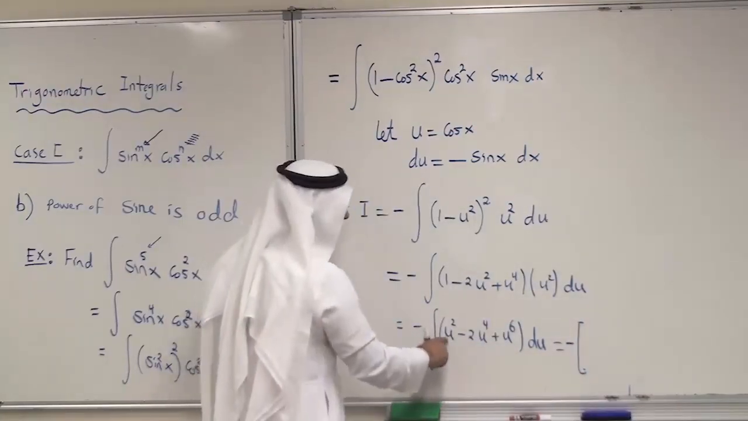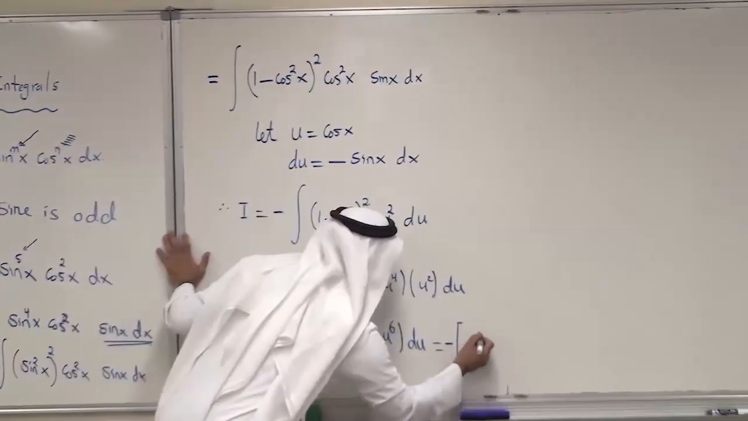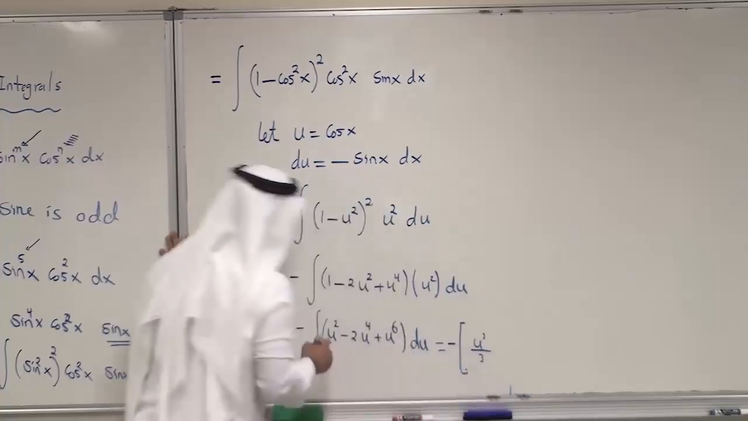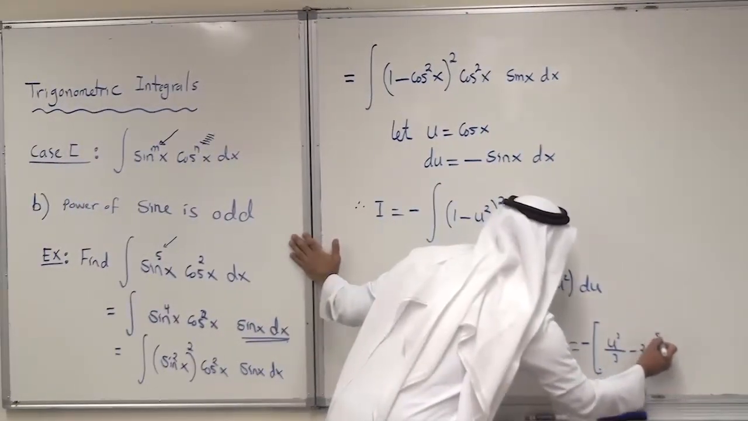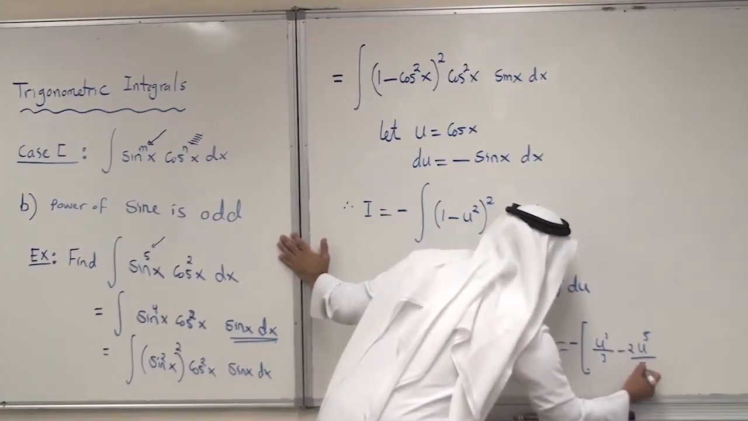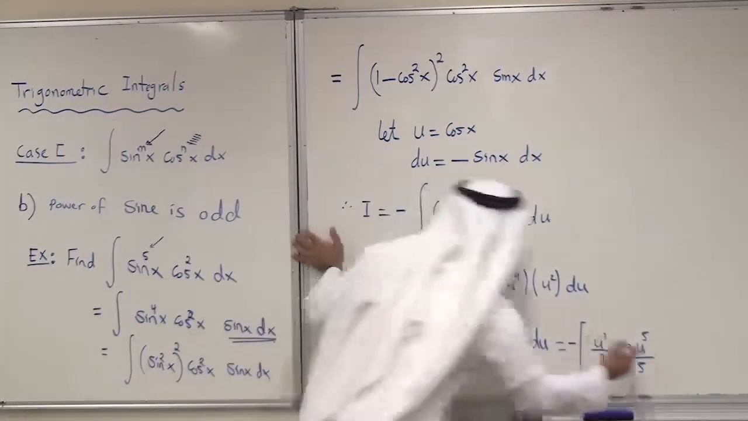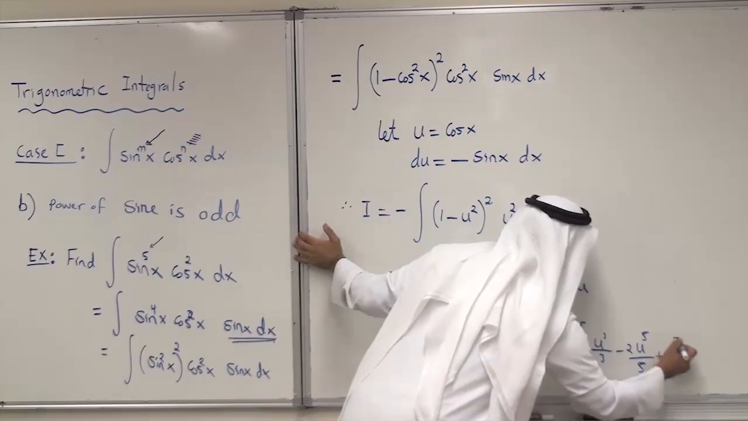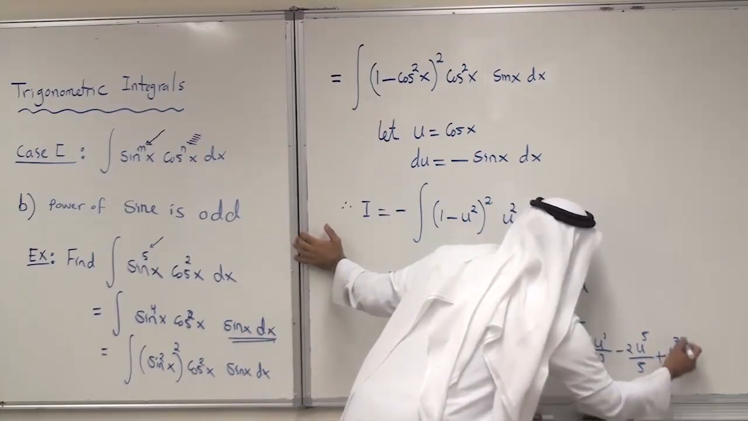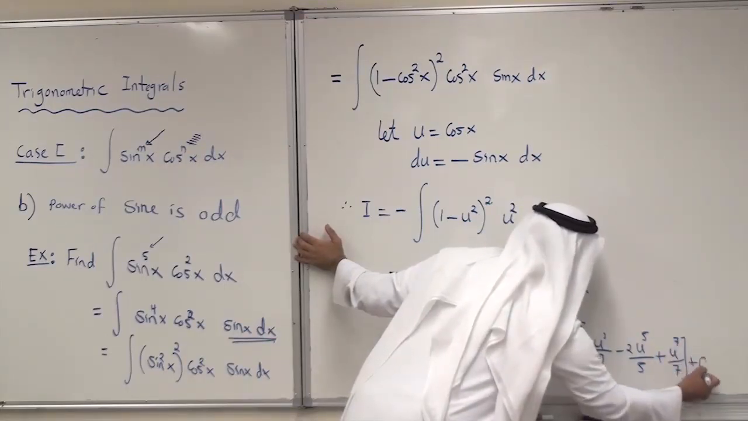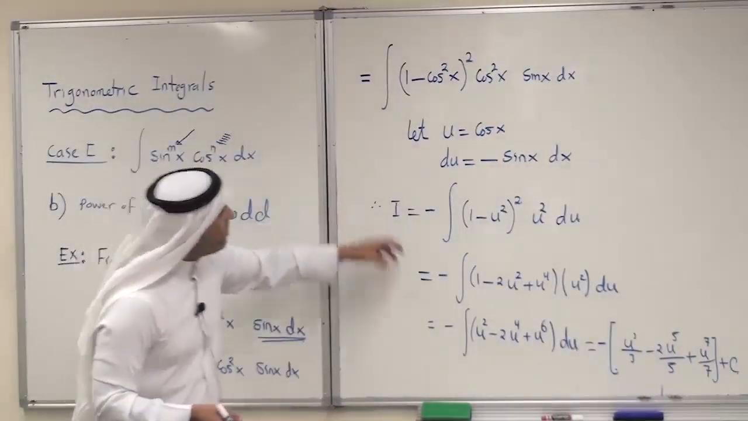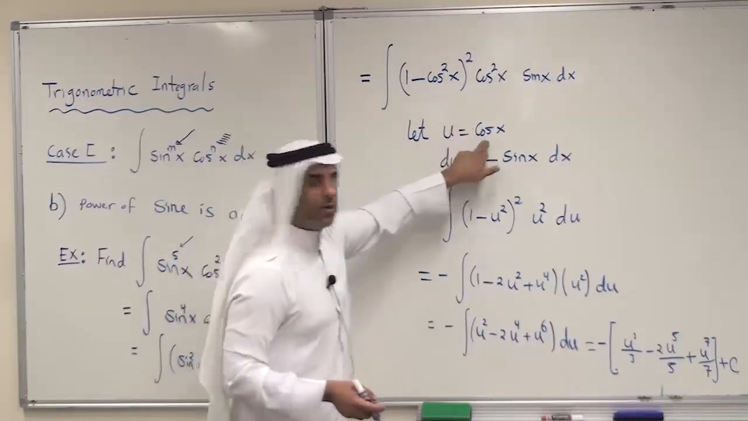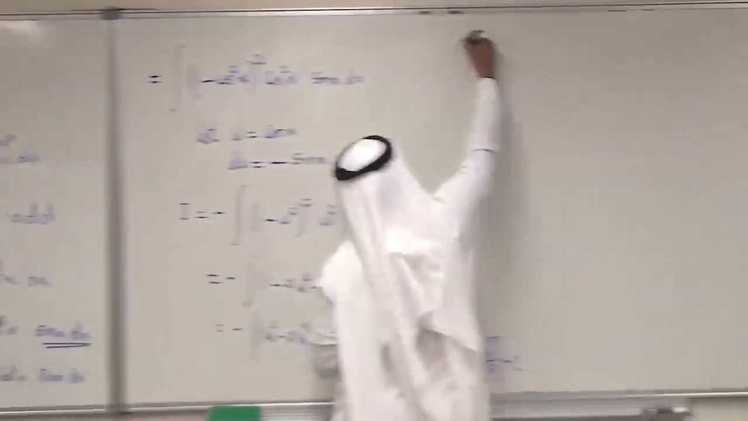So what is the integral of u squared? That is u cubed over 3, minus 2 times u to the power 5 over 5. And finally, I have plus u to the 7 over 7. Of course, I need to add at the end the constant of integration. That's the integral with respect to u. I need to go back and replace u by cosine of x, and that will give me the final answer.